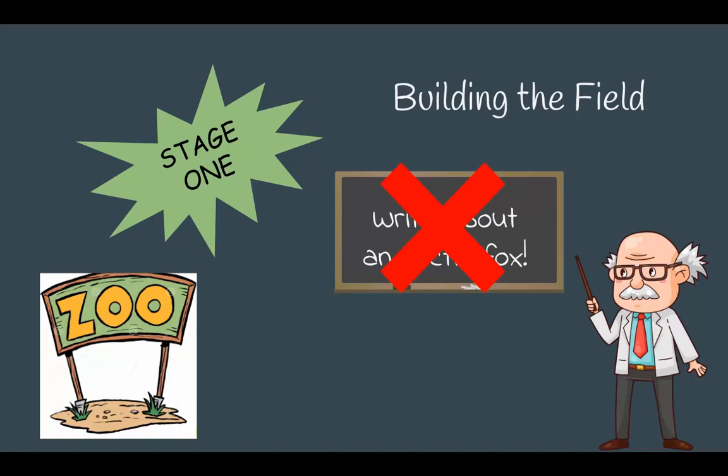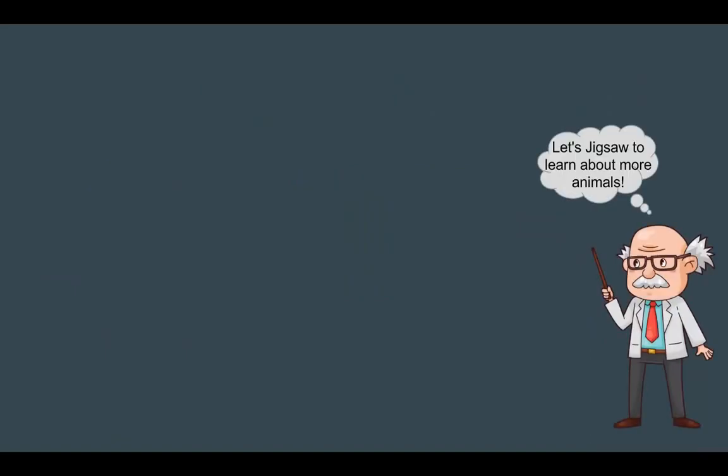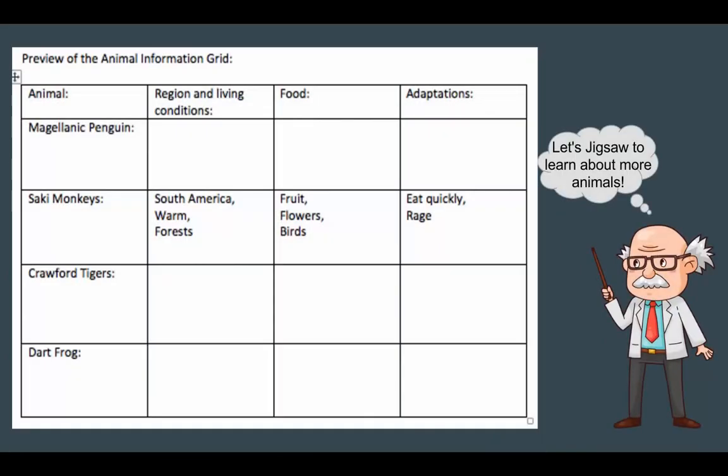Since we are starting an animal lesson, we will be taking a trip to the zoo. Each student will have an animal to focus on while on the field trip. Back at the classroom, the students will fill up an informational grid by jigsawing with their peers. This grid will summarize the information students gathered at the zoo. This activity will allow the students to build knowledge on the animal they are going to write about.